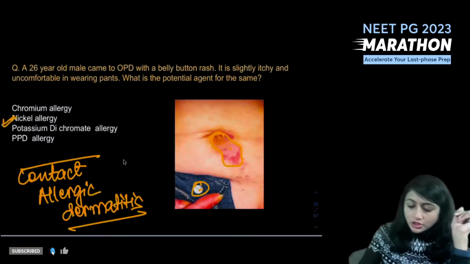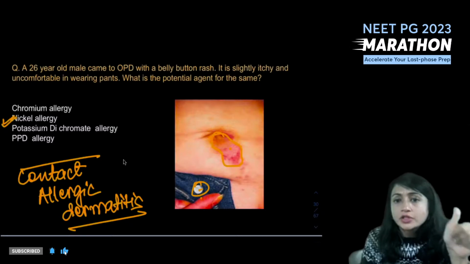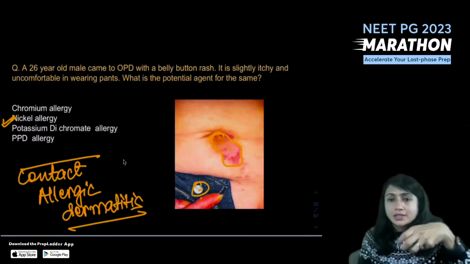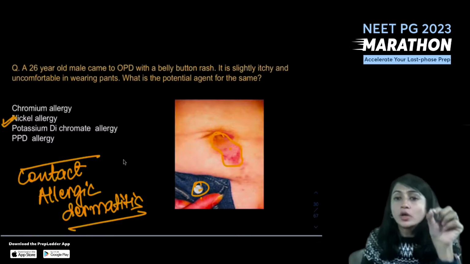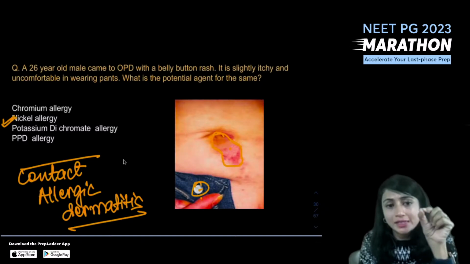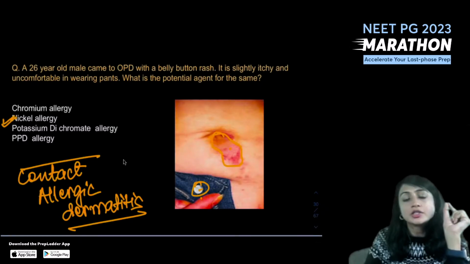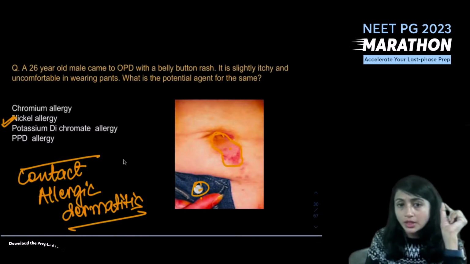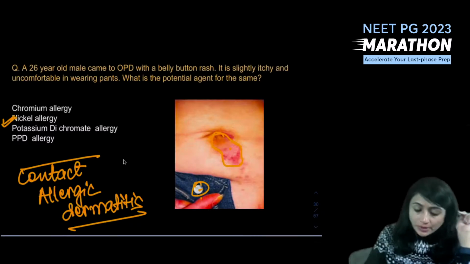It is nickel. So in belly buttons, in artificial jewelries, in your belts, the buckle of the belt, what metal is present? You should know it is nickel. So it is nickel allergy that is being shown here. Okay. So then where do you see PPD?